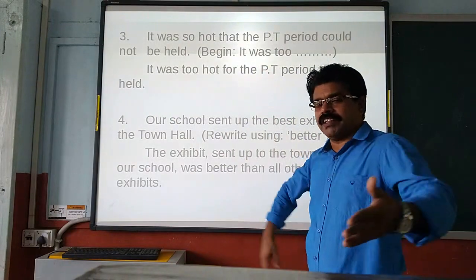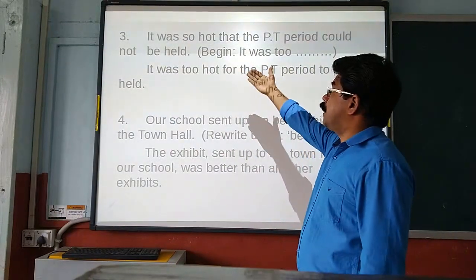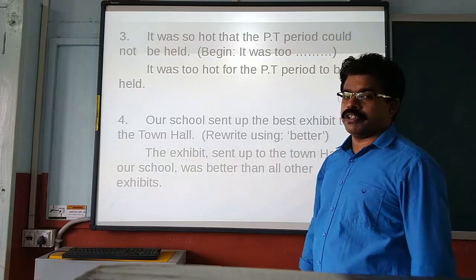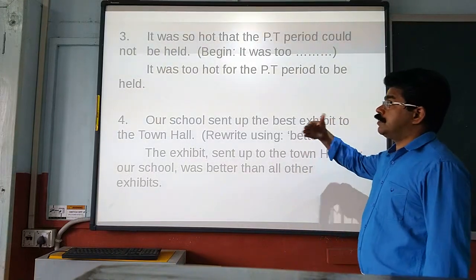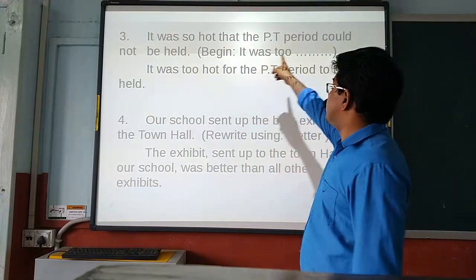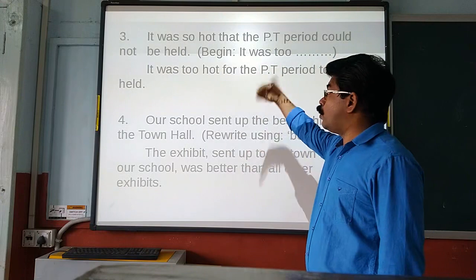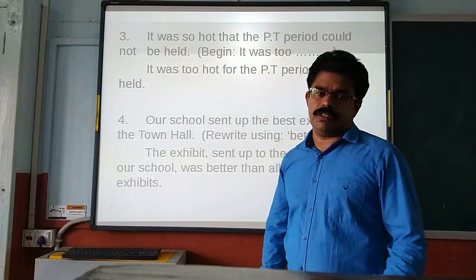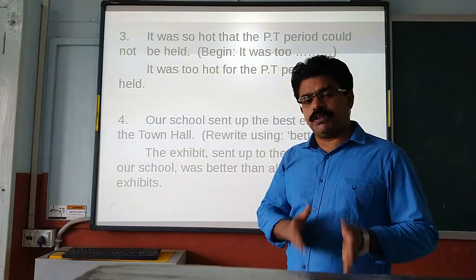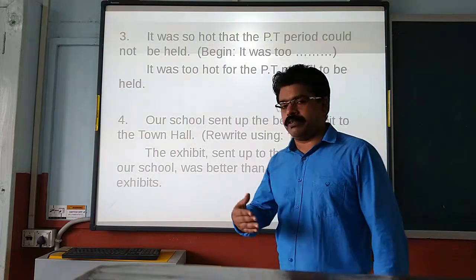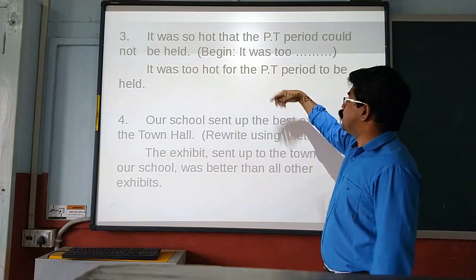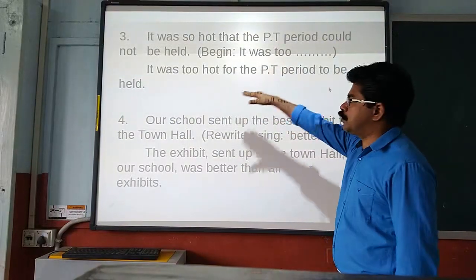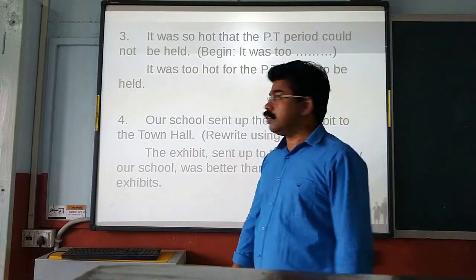Now that is yet another type of transformation we are going to see, changing "so that" into "too." You can get it the other way also; you will notice those kind of things occurring quite often in sentences. "It was so hot that the PT period could not be held." So, "It was too hot for the PT period to be held." So the answer is coming: "It was too hot for the PT period to be held." So "so that" is replaced by "too." Generally whenever this word "too" is used, naturally "for" is also coming, as in "too hot for the PT period to be held." So naturally this is going to be the structure.